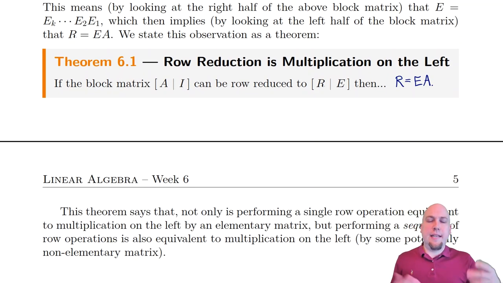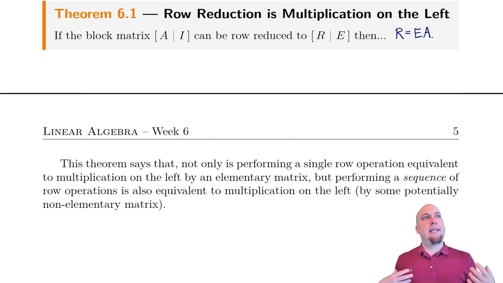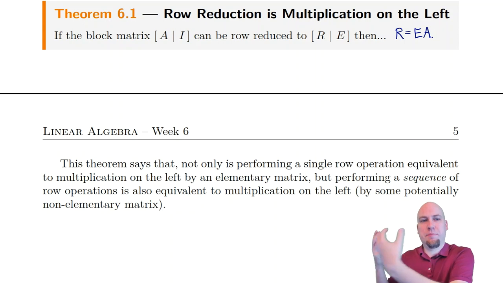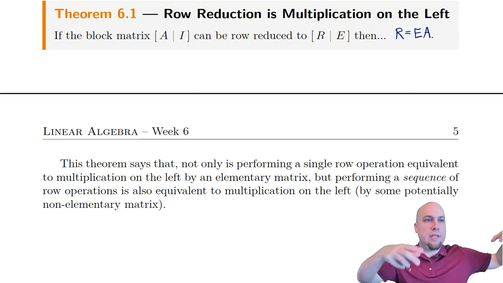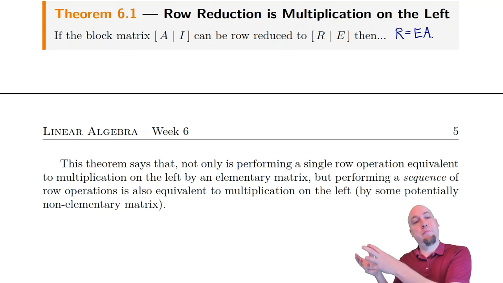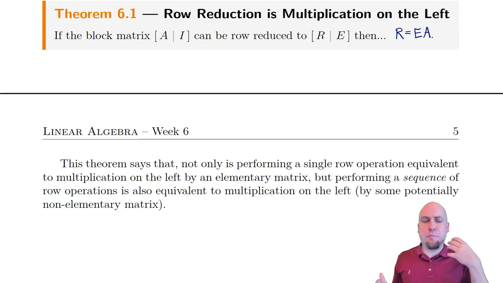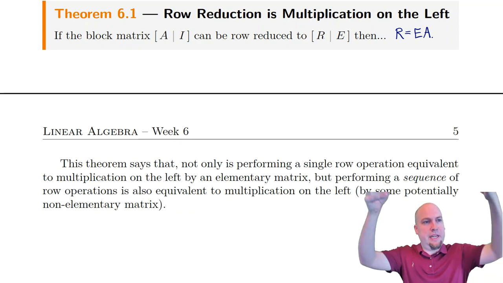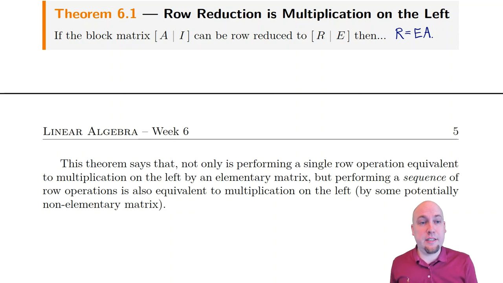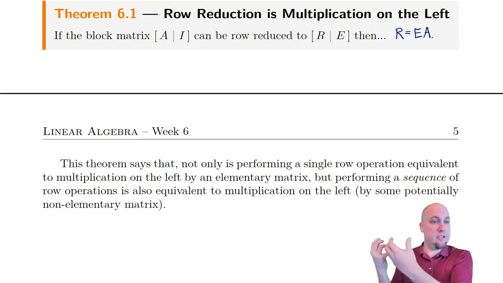All right, so this is nice. Just like multiplication on the left by a single elementary matrix corresponds to a single row operation, multiplication on the left by this matrix E corresponds to a whole sequence of row operations. You can encode an entire sequence of row operations, any sequence you like, into a matrix that you multiply by on the left. Practically, this is not useful. If you want to row reduce a matrix, just use your row operations. But theoretically, this is going to be an extremely useful fact. We're going to use it to prove all sorts of nice things. This correspondence between row operations and matrix multiplication is very, very useful.